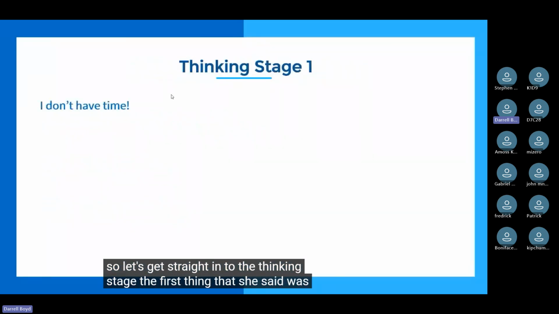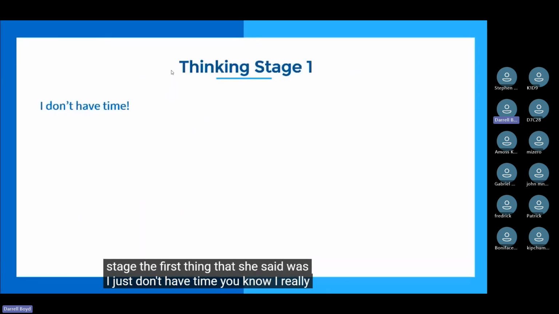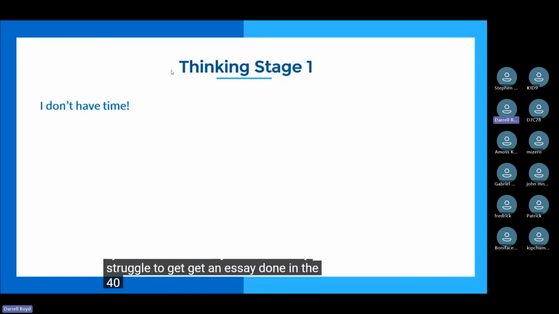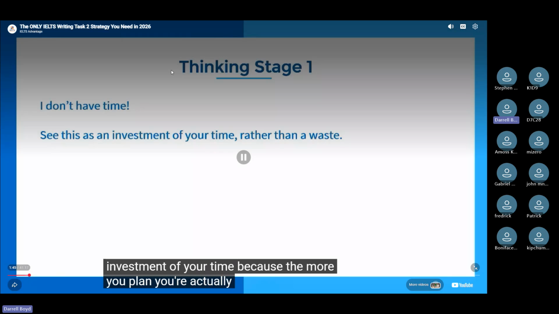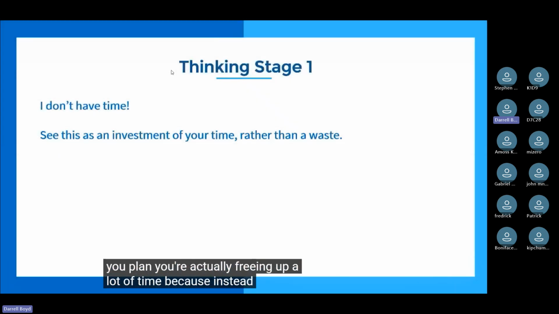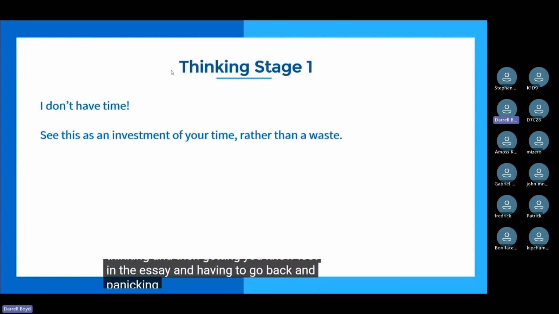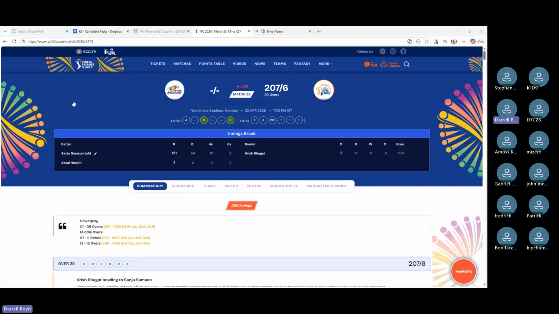The first thing that she said was, I just don't have time. I really struggle to get an essay done in the 40 minutes allowed. How am I going to have time for planning? So we changed her mindset a little bit from planning is a waste of time to planning is actually an investment of your time, because the more you plan, you're actually freeing up a lot of time. Instead of writing and then thinking and then writing and then thinking and then getting lost in the essay and having to go back and panicking, you do all of your thinking in the thinking stage, and then you do all of your writing in the writing stage.